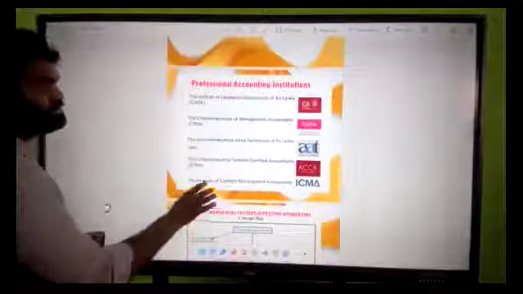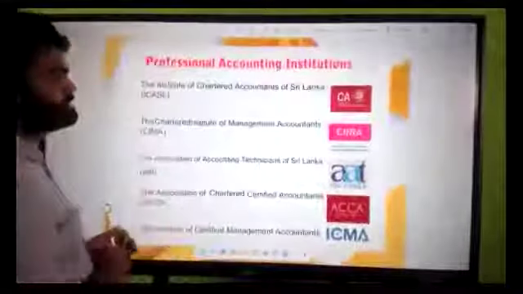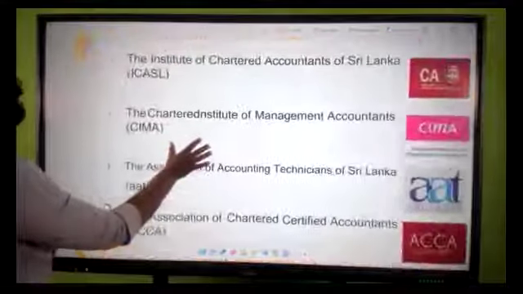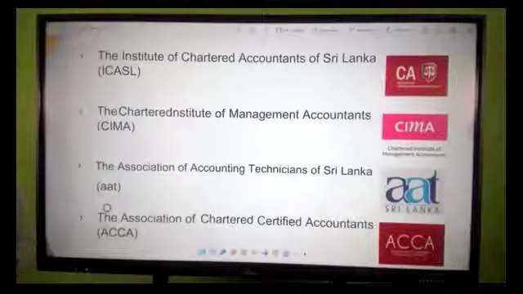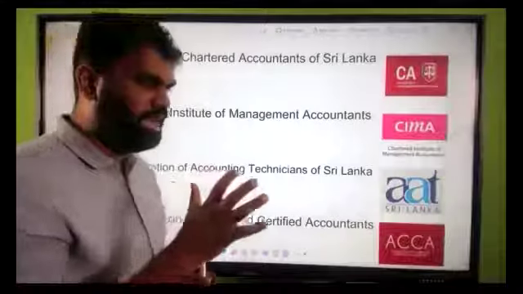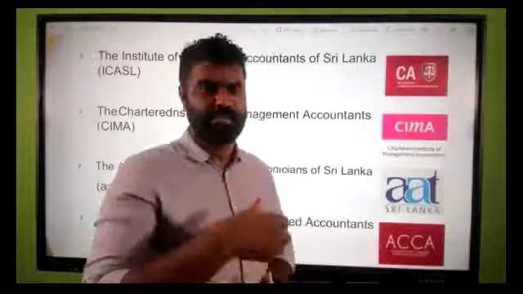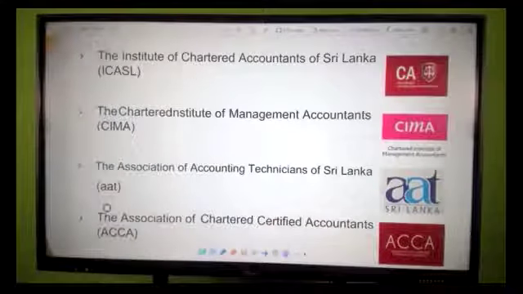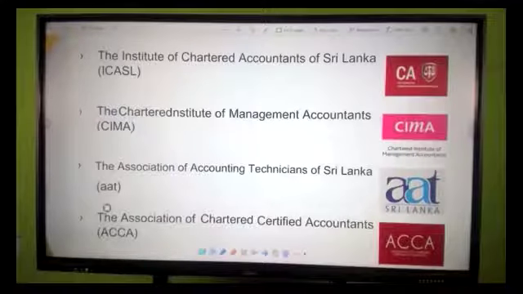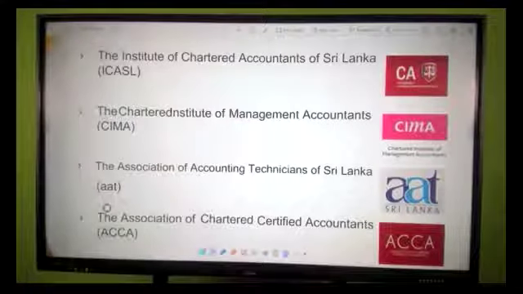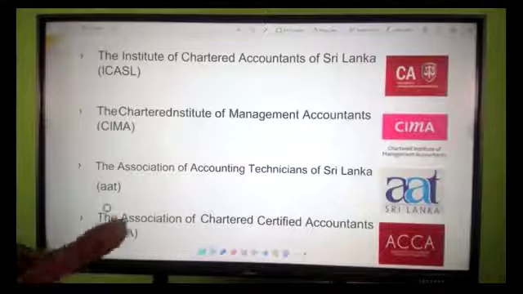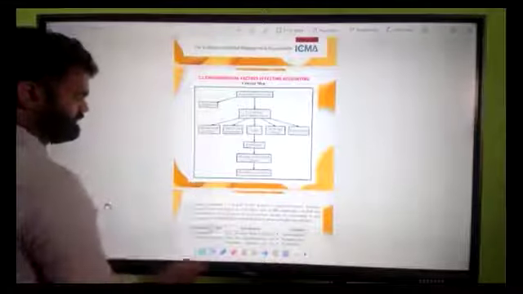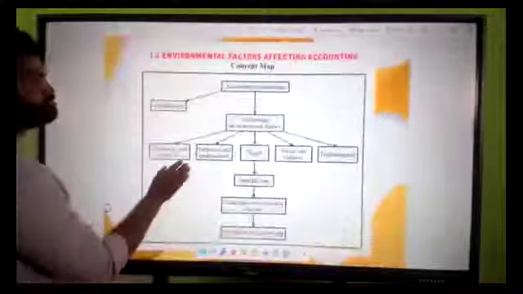Professional accounting institutes. This is actually a short note for the first chapter. Professional accounting institutions. Firstly, the Institute of Chartered Accountants of Sri Lanka. This is the authorized institution that absorbs international accounting standards into Sri Lanka. They convert that into Sri Lankan standards. Then the Chartered Institute of Management Accountants, CIMA. Then AAT, the Association of Accounting Technicians of Sri Lanka. Then ACCA, the Association of Chartered Certified Accountants. Right. Now this is the last part, chapter number 1.2.